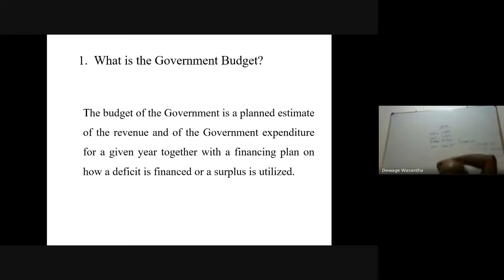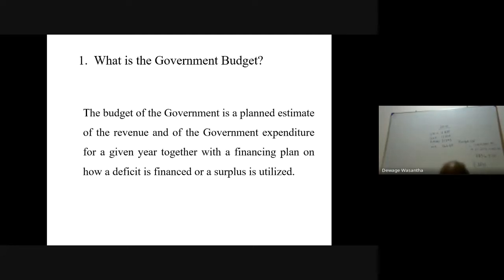What is the government budget? First question. First, we'll analyze this budget. In the Sri Lankan case, the budget will be coming on November 12th. Usually, budget day was November 6th, November 12th. The budget of the government is a planned estimate of the revenue and of the government expenditure for a given year, together with the financing plan on how a deficit is financed or a surplus is utilized. Long statement, right? Two things: planned estimate of the revenue.